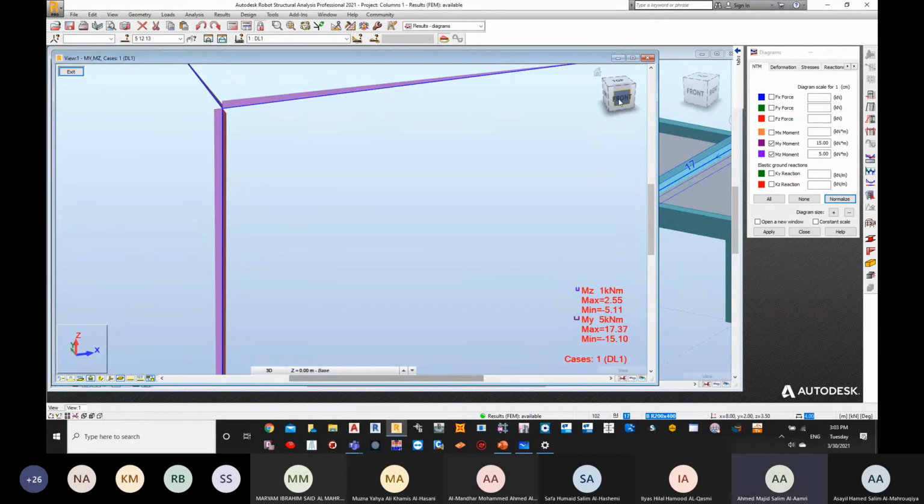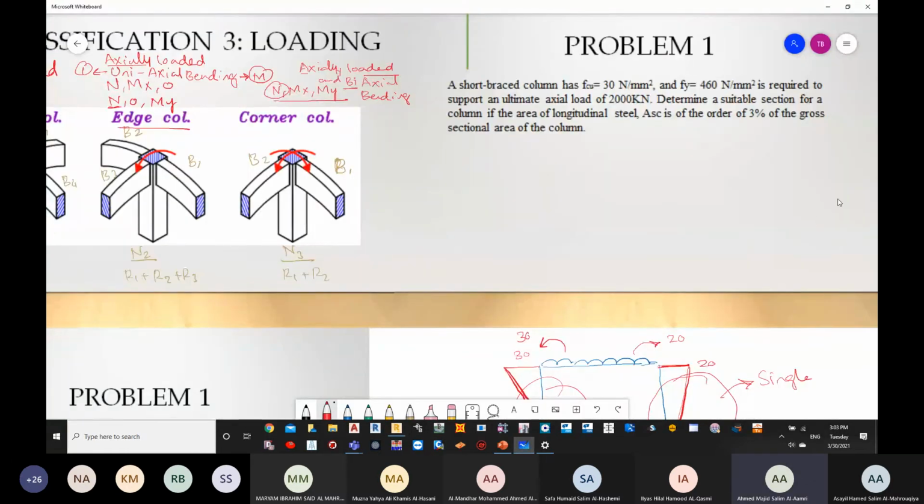According to that, you should be designing your column. If your column is having only one moment, then it should be designed as axially loaded with uniaxial bending. There is one moment only. If it's two moments, then we should design it as biaxial. If there is no moment, we should be designing it as axially loaded. I hope the illustration has made it a bit clearer for you.